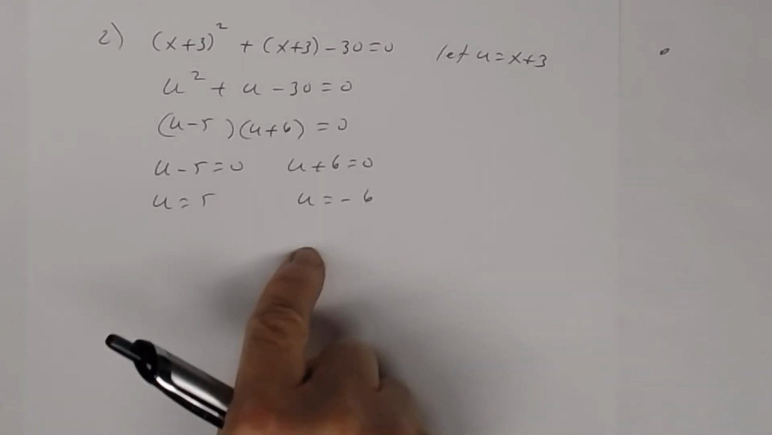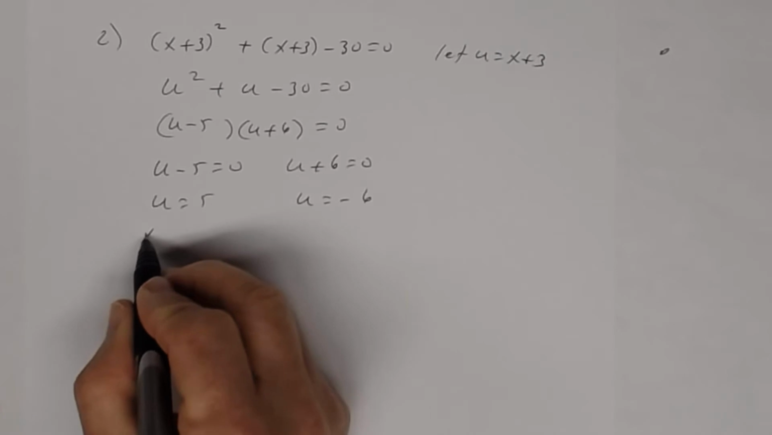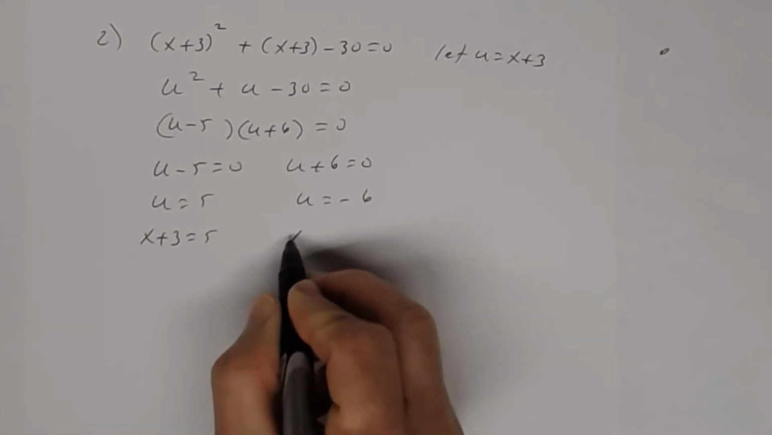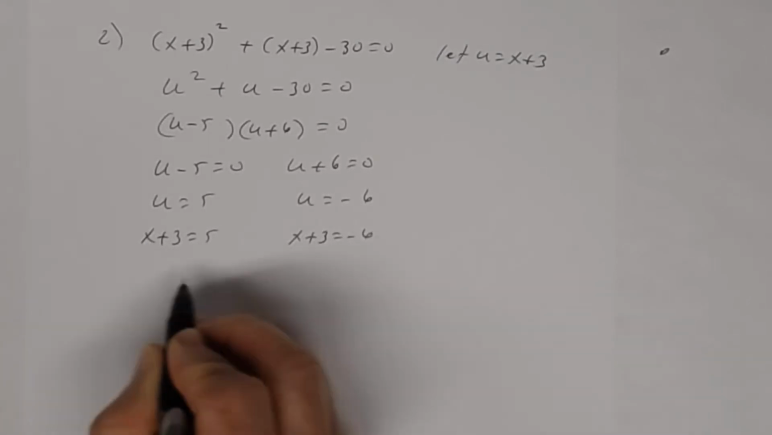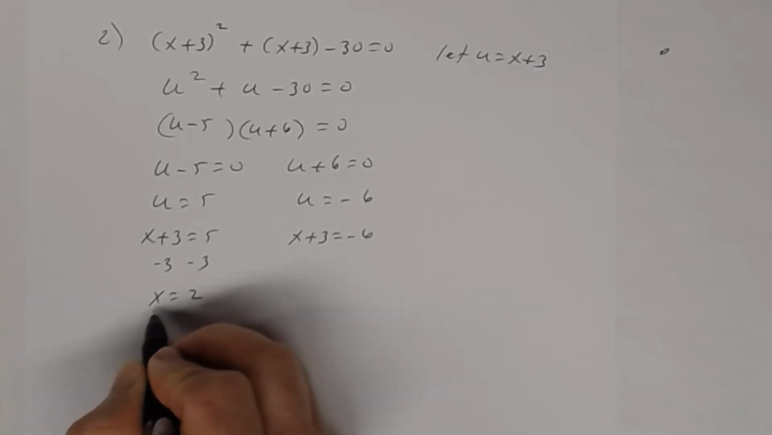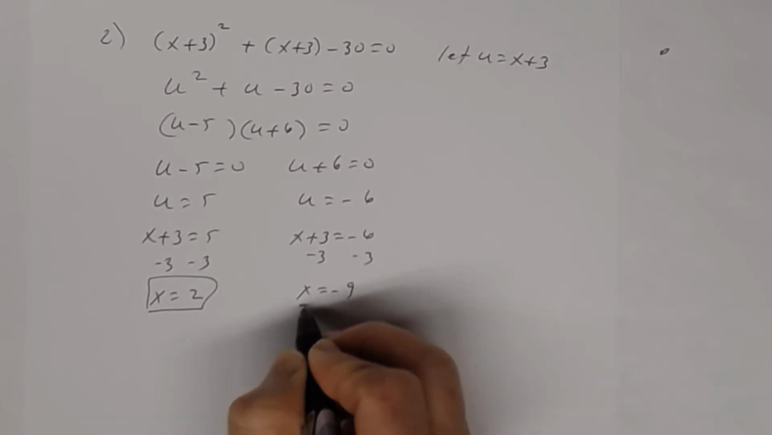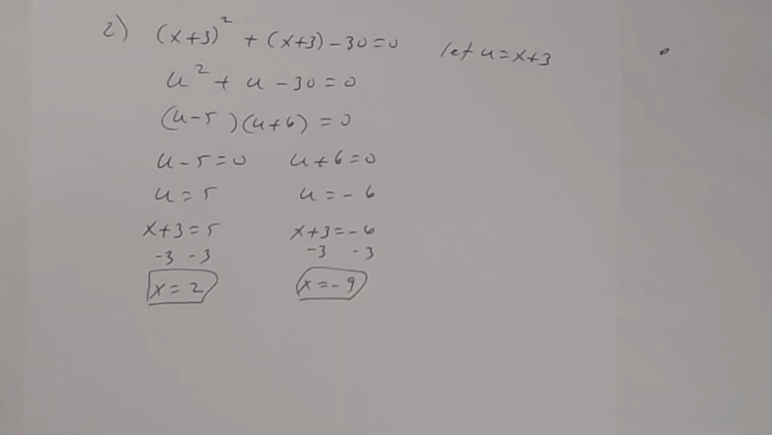So we got to resubstitute. In place of u, you're going to substitute x plus 3. So I get x plus 3 equal 5, x plus 3 equal negative 6. And now solving for x, subtract 3 from both sides. I got x to be 2. And then subtract 3 here, I get x to be negative 9. And those are solutions.